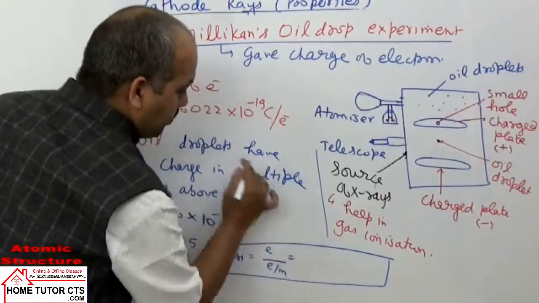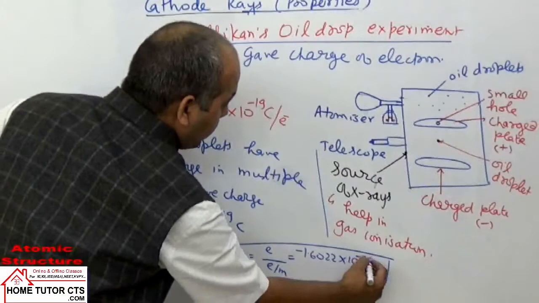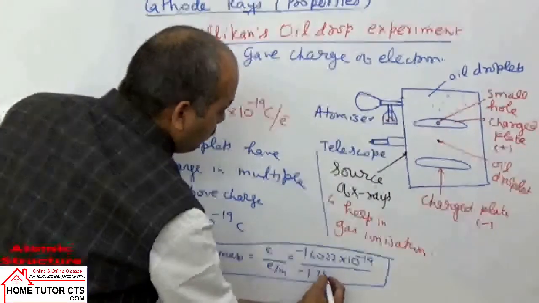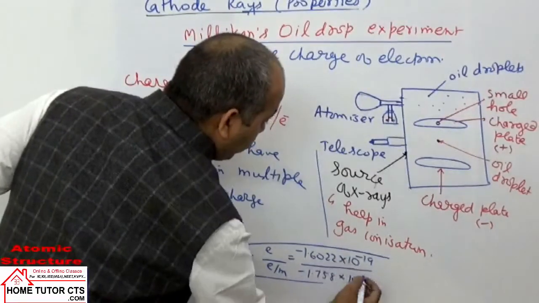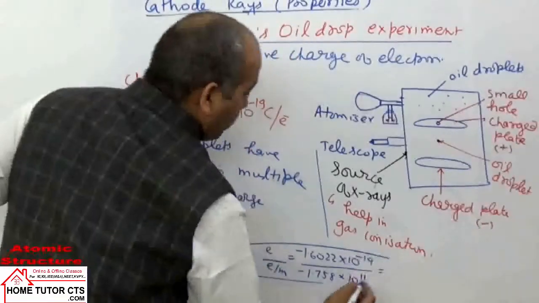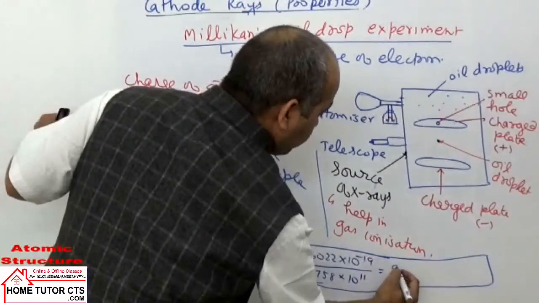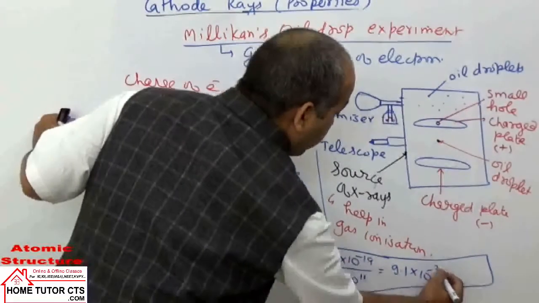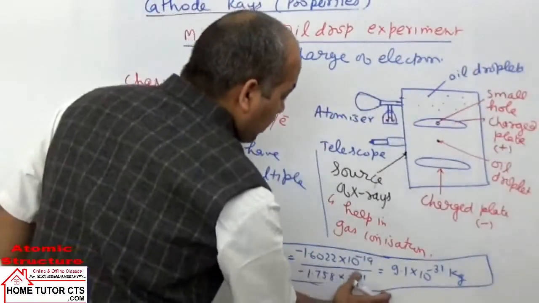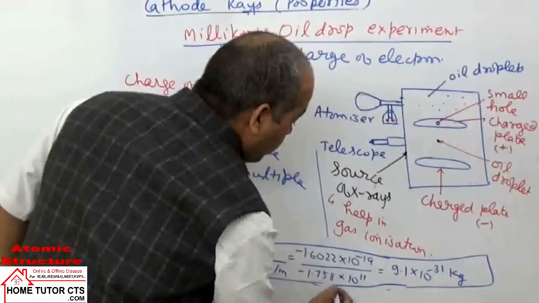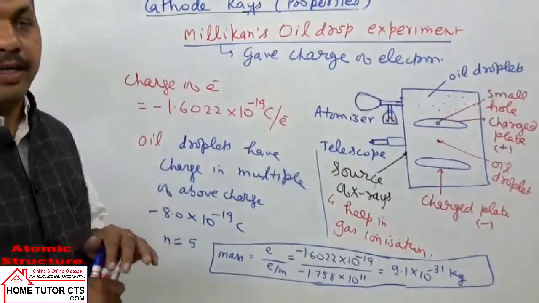So what is the electronic charge? Minus 1.6022 into 10 to the power minus 19 divided by minus 1.758 into 10 to the power 11. This value will come, and the mass of the electron from here is 9.1 into 10 to the power minus 31 kg. That is how the electron's mass was determined.